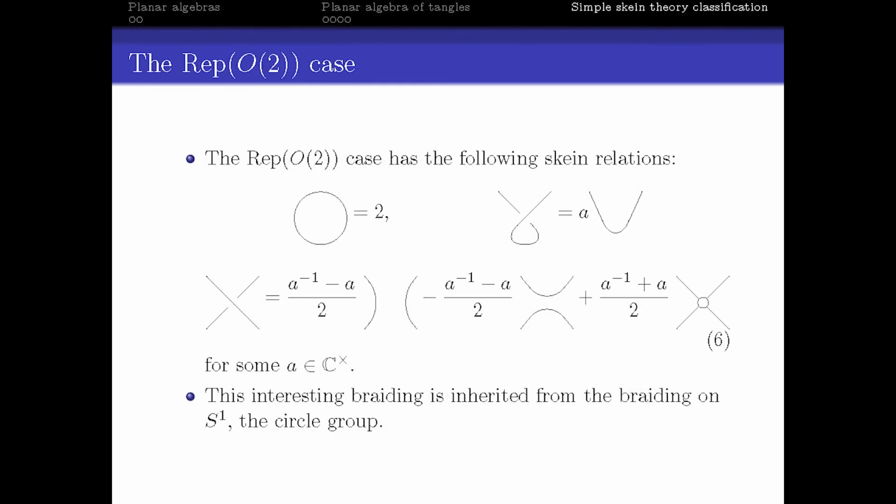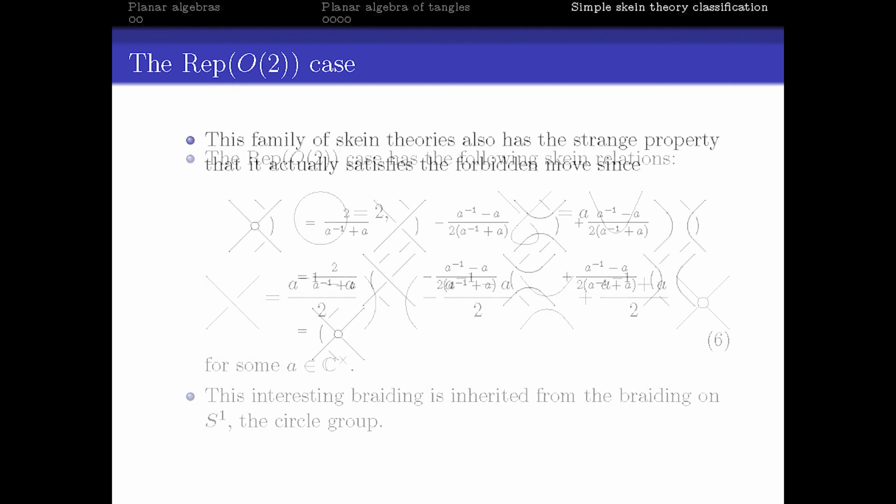So the Repo 2 planar algebra has the following skein relations. It has a circle parameter of 2, it has a twist relation A, and it has a crossing formula that is given by the following relation 6 here, where A is some non-zero complex number. And as it turns out, this interesting braiding is actually inherited from the circle group. You can write O2, the group, as a semi-direct product of S1 and Z mod 2.